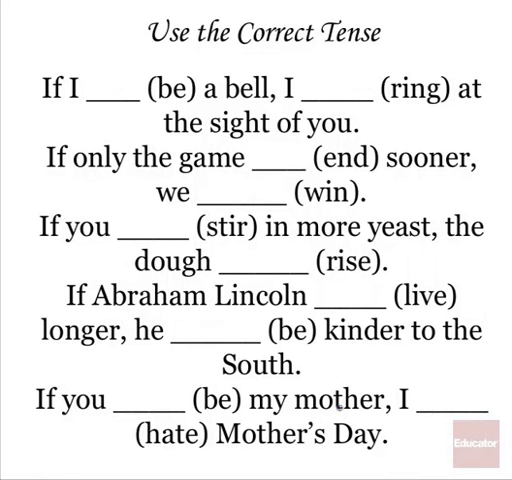All right. Take a look at these and see if you can figure out the correct tense to use in the blank. If I, some form of to be, a bell, I, some form of ring, at the sight of you. If only the game, some form of end, sooner, we, some form of win. If you, some form of stir in more yeast, the dough, some form of rise. If Abraham Lincoln, some form of live, longer, he, some form of be, kinder to the south. If you, some form of be, my mother, I, some form of hate, Mother's Day. That's a cheery thought. Take a good look. Pause the video if you need to.